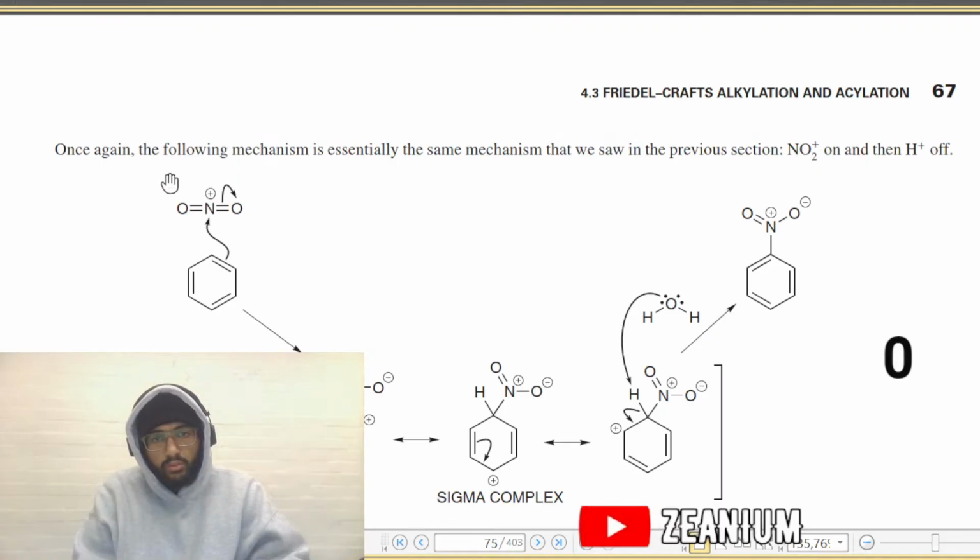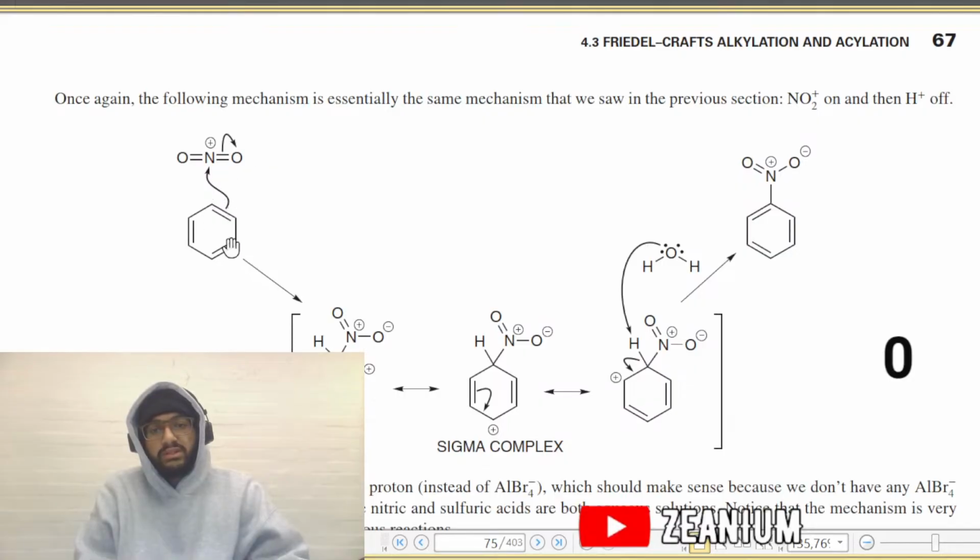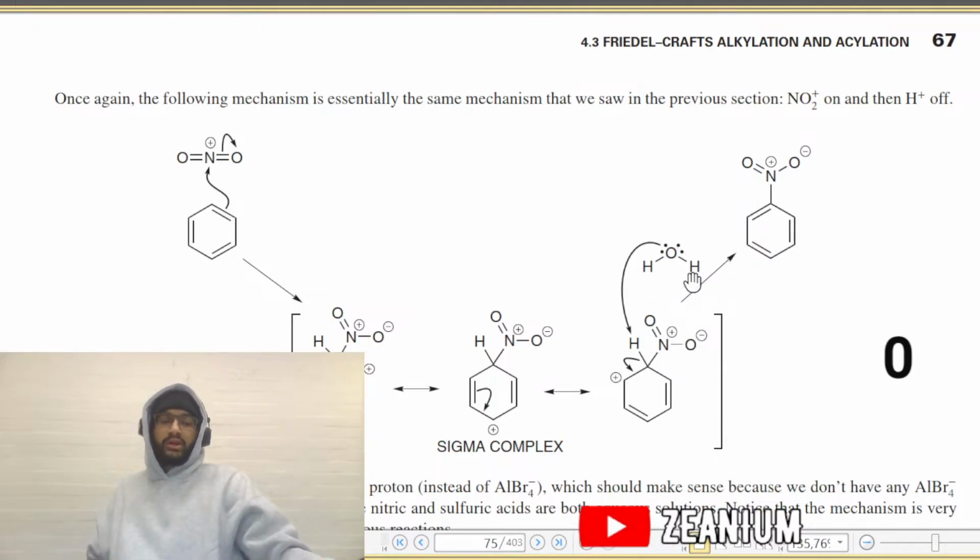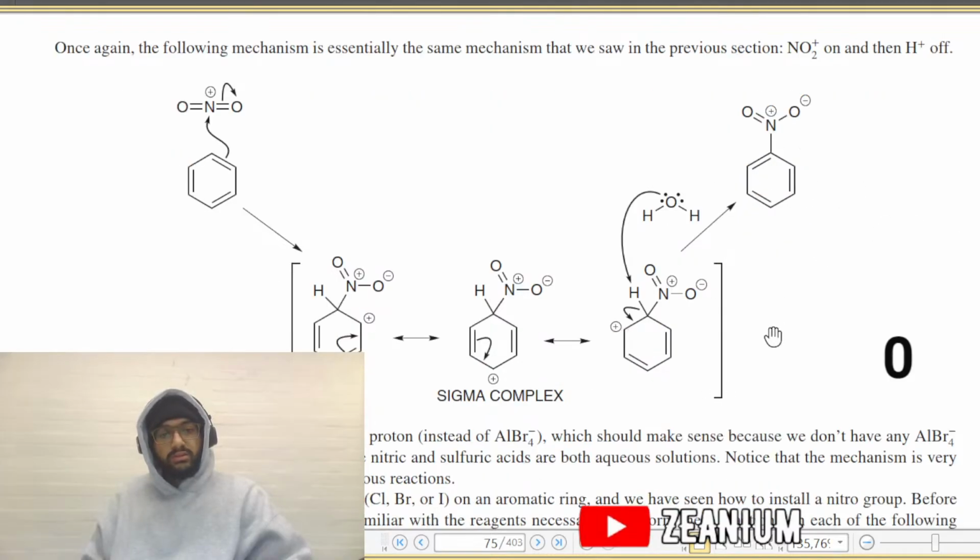Once again, the following mechanism is essentially the same mechanism as we saw previously. Basically, the nucleophile attacks the electrophile, we get the sigma complex with resonance, and then water attacks the hydrogen instead of a base. In this reaction, water can function as a base. So this attacks the proton and this attacks the charged spot, which gives us this.